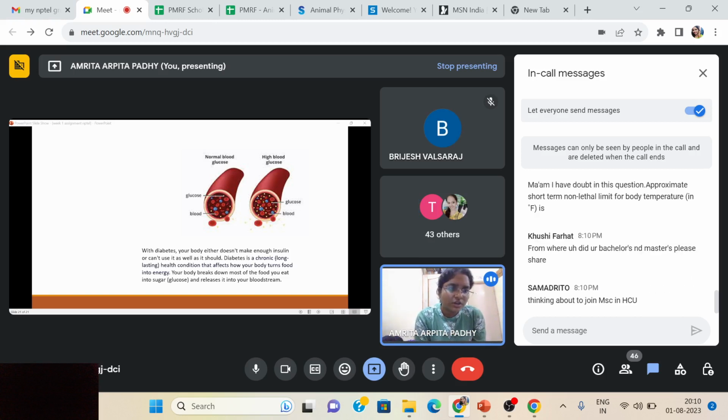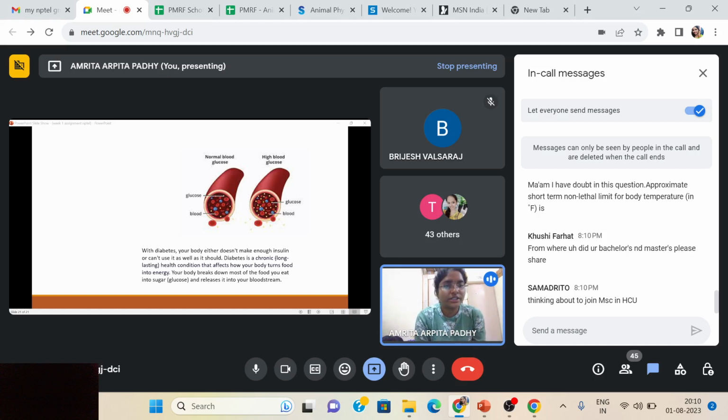Approximate short-term non-lethal for body temperature in Fahrenheit. Please don't ask me any current year questions because I won't be saying you that. You have to answer it on your own. Okay?